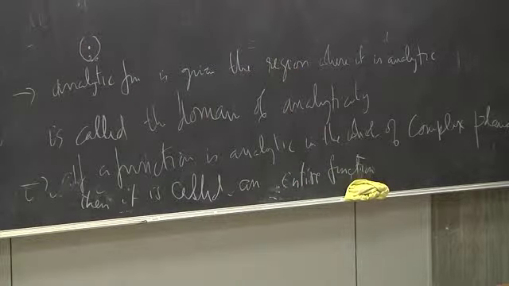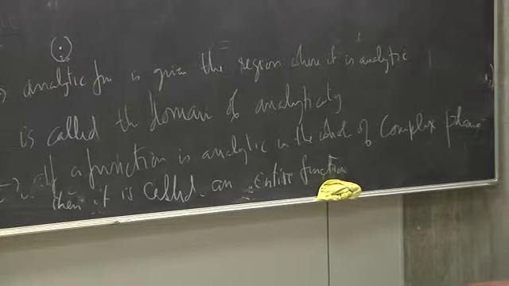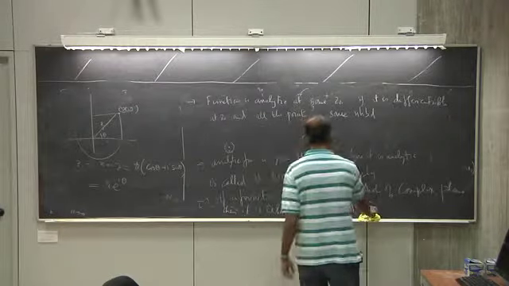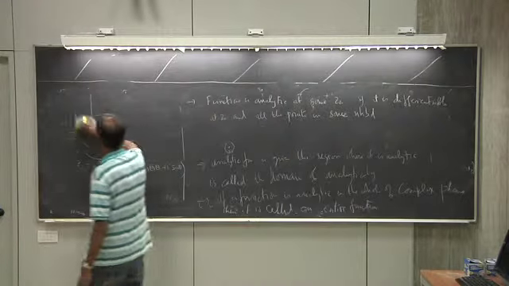For example, all the polynomials in Z, they're entire functions, or the exponential of Z, that's an entire function, right? So these are all examples of entire functions. But an example where something is not an entire function is 1 over Z.